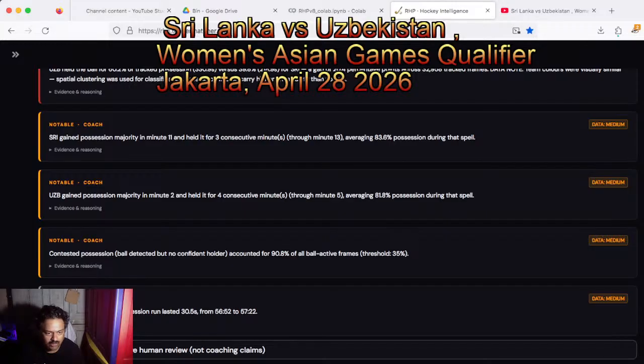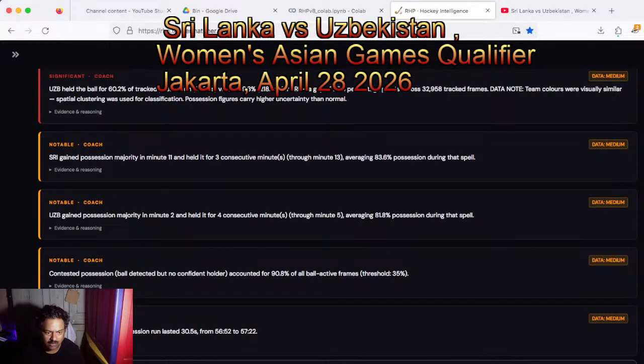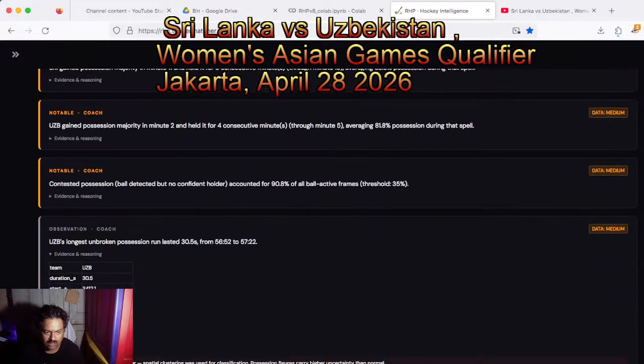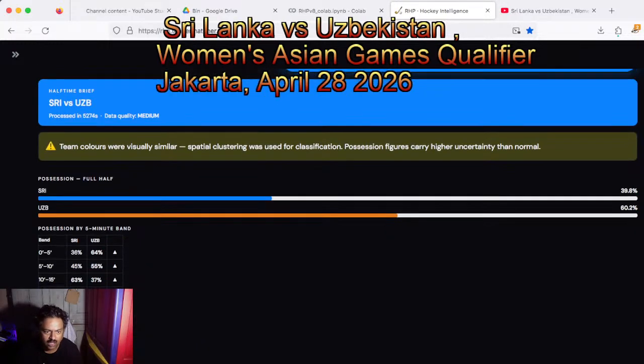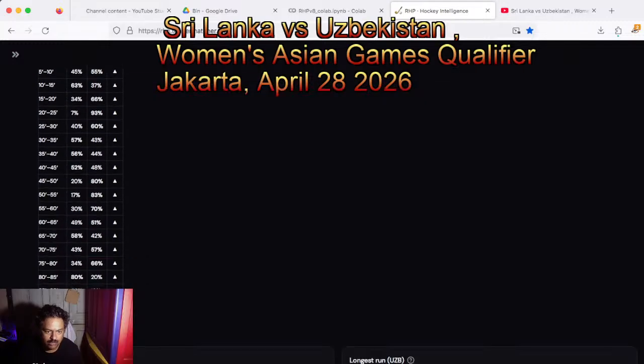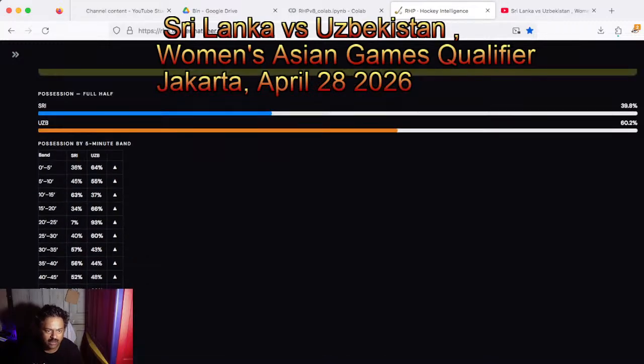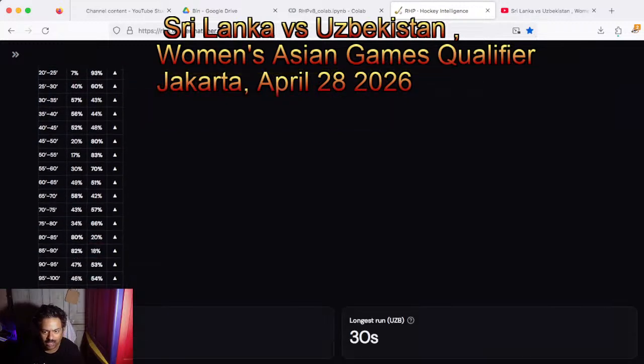The observation was Uzbekistan had very long unbroken possession, around 30 seconds, and there were some evidences and reasoning as well. You can see those evidences and reasoning in the brief. This is not a halftime brief, this is a full match brief. And you would see literally a one-way traffic here, always Uzbekistan dominating Sri Lanka, with a little bit of passage of play when Sri Lanka made a comeback.